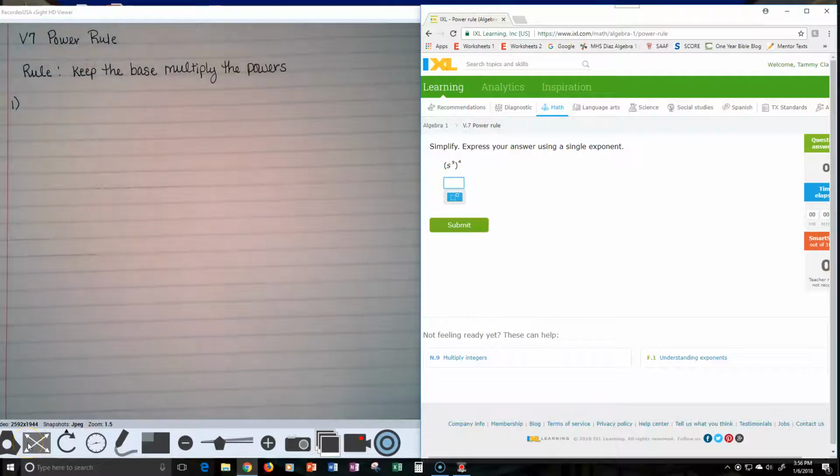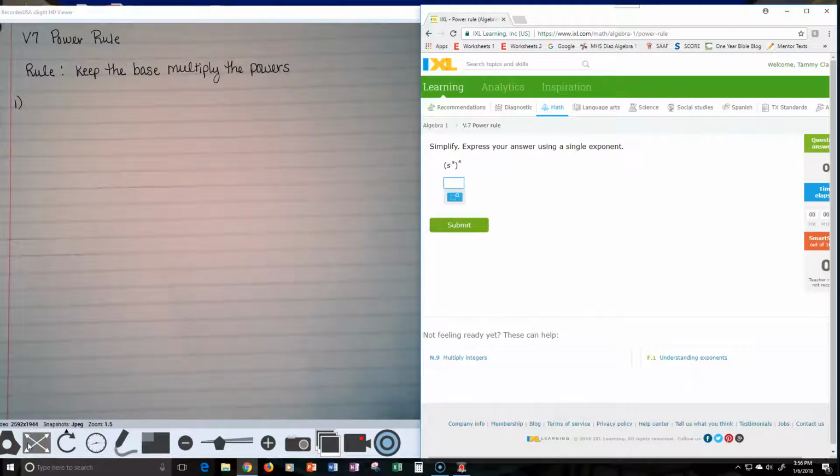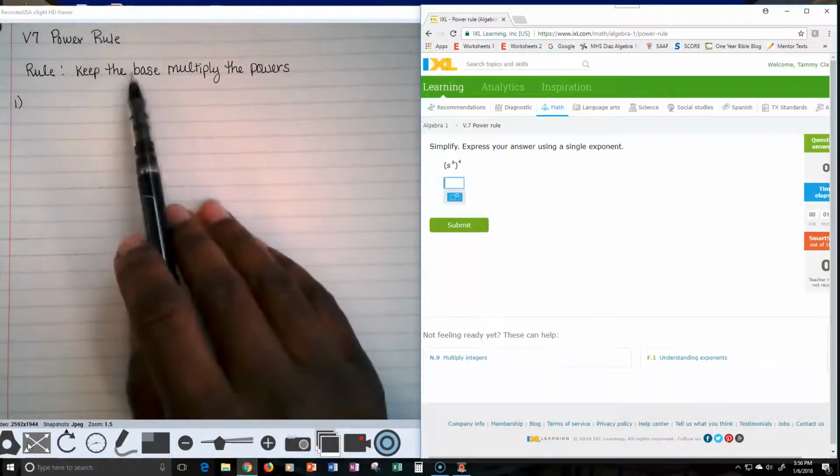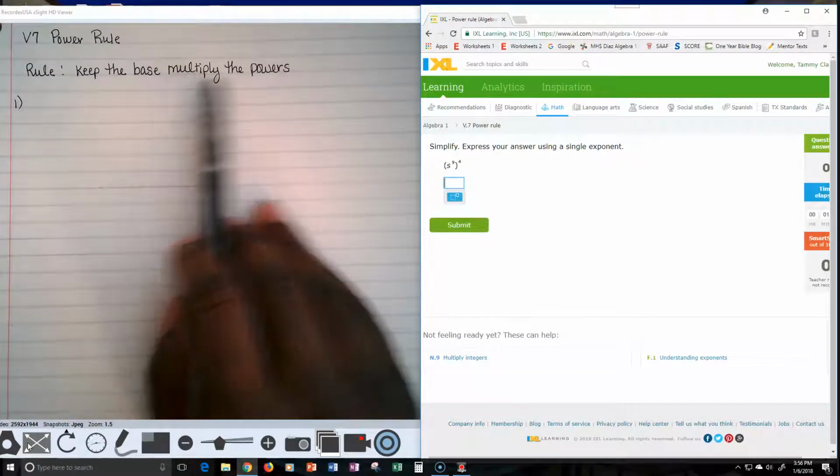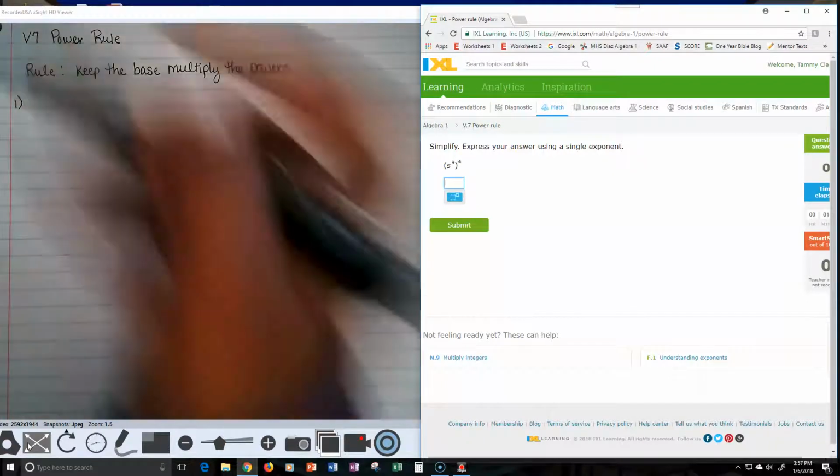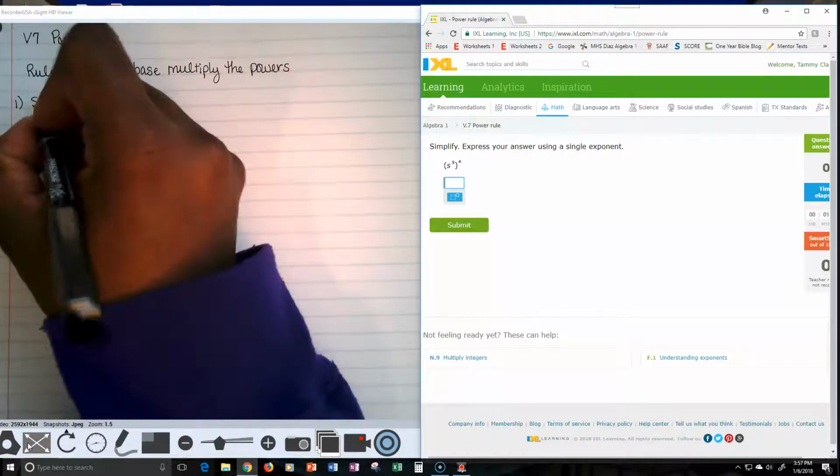We're talking about V7 right now, and we're going to be using the power rule on this skill set. So I wrote you a little note. When you're using the power rule, you keep the base, as we've been doing, but this time you're going to multiply the powers. So number 1 is s to the 9th power.